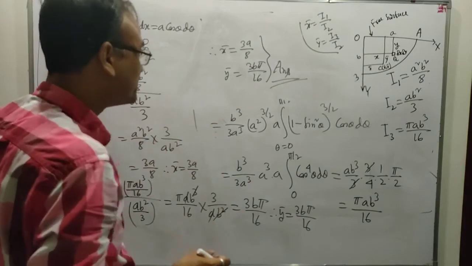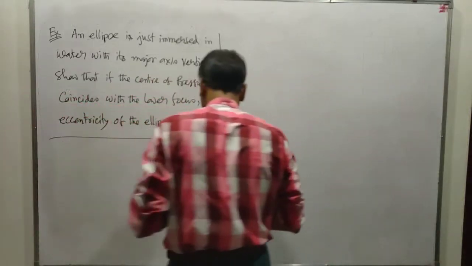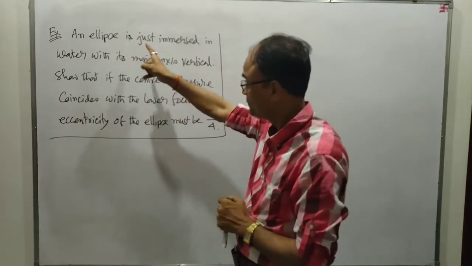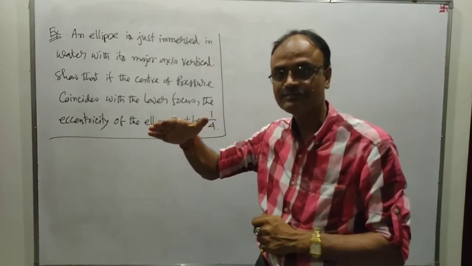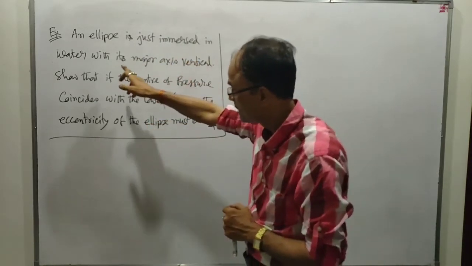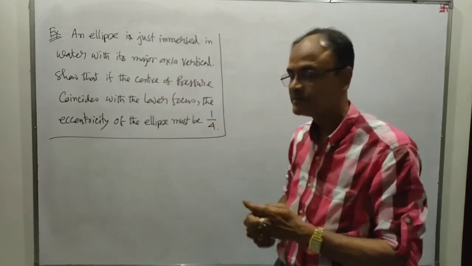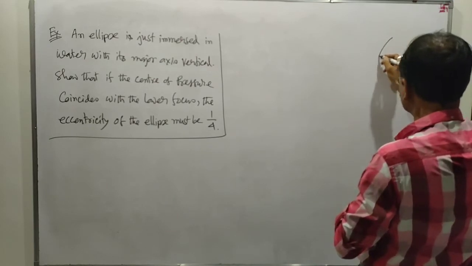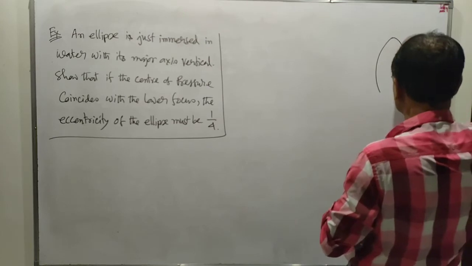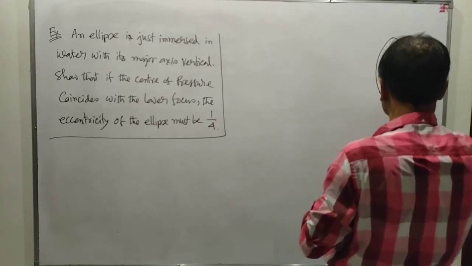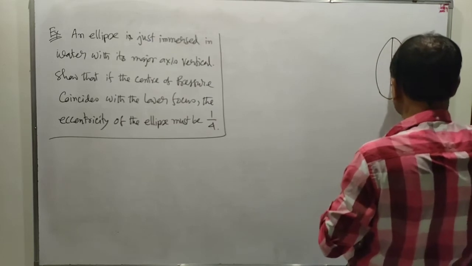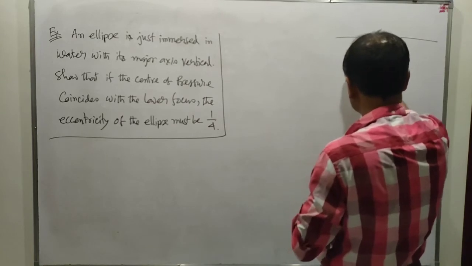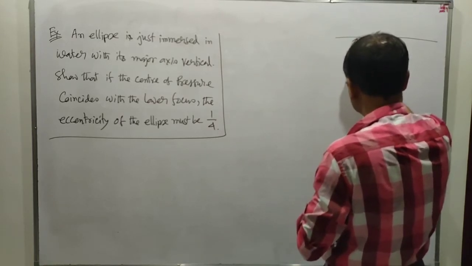First, let me remove this. Let us try to solve this problem. What is it? An ellipse is just immersed in water with its major axis vertical. Suppose this is the ellipse with its major axis vertical. Just immersed means the free surface is this.